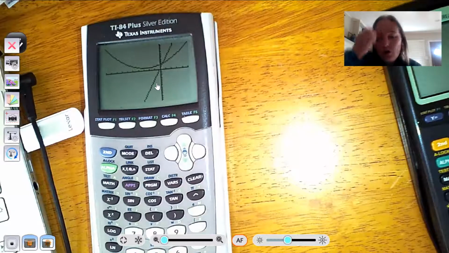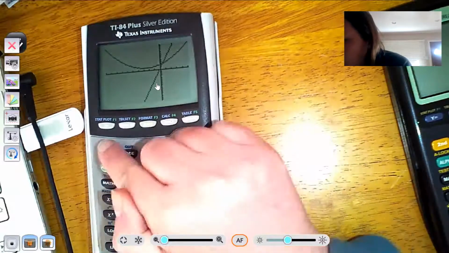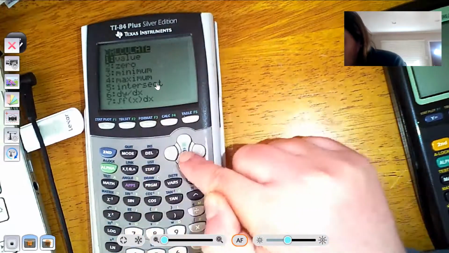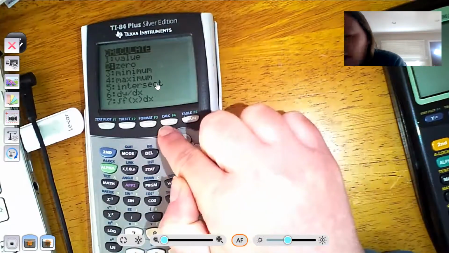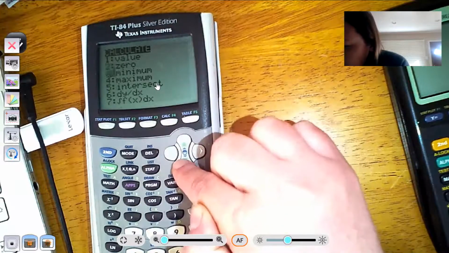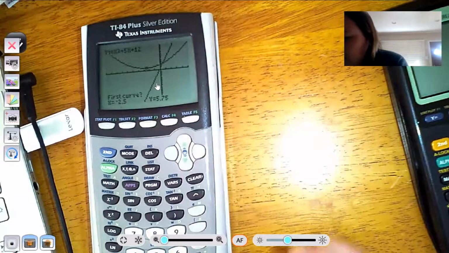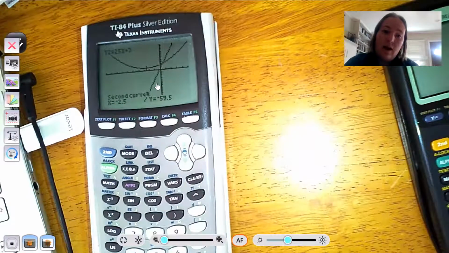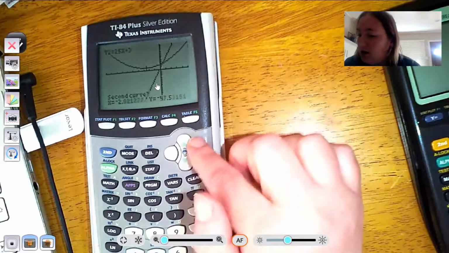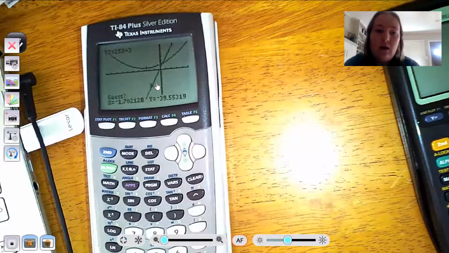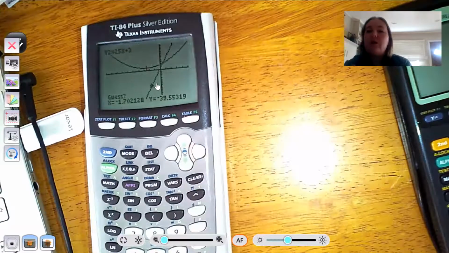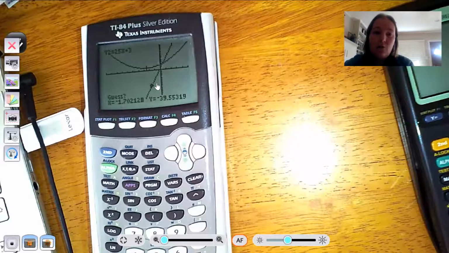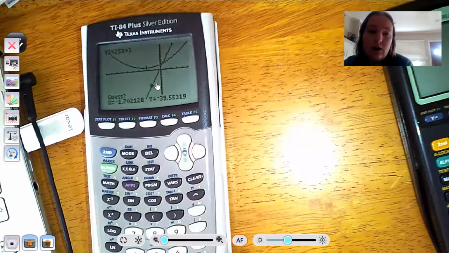All right, so to calculate that intersection, we go to second calc, the trace button, go down to intersect or hit 5. It'll say first curve. Sure, that can be my first one. Hit enter. You can see I'm on the second curve. So yes, that is my second curve. That's just so that in case you have like 3 or 4 curves, you can pick which specific ones you want to find the intersection of.